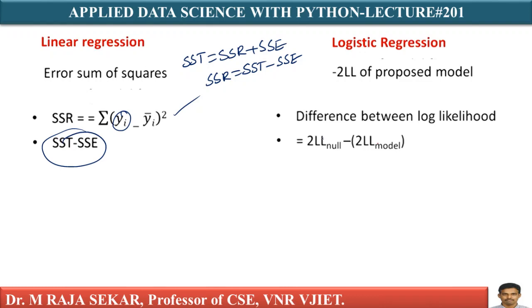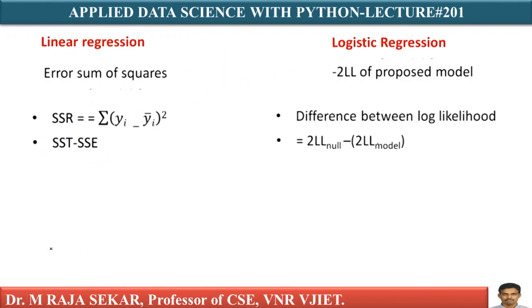Correspondingly, in the case of logistic regression, I can write minus 2LL of null model minus 2LL of model. In linear regression, it is simply a comparison between models. I can say it comes under model comparison.